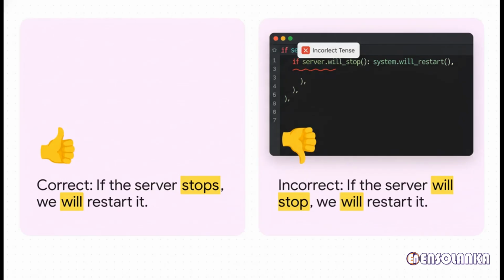Now here is a super common grammar trap I want you to avoid. When you're talking about a future condition, the if part of the sentence actually stays in the present tense. So you say if the server stops, not if the server will stop. That will only goes in the second half, the result part. Nailing this little detail really makes your writing look sharp.